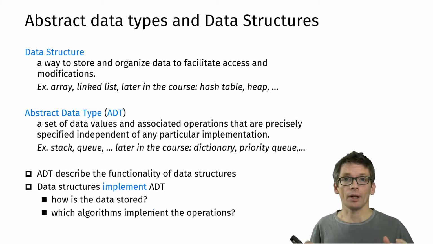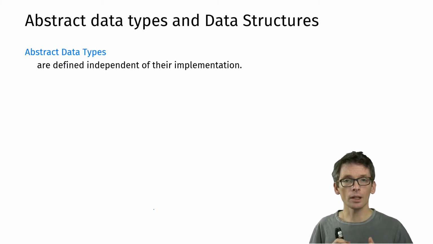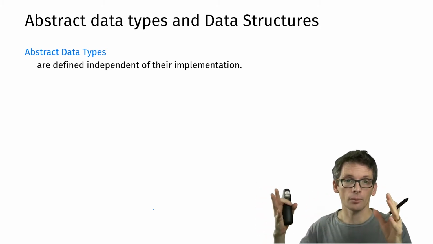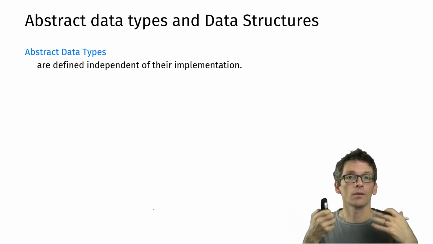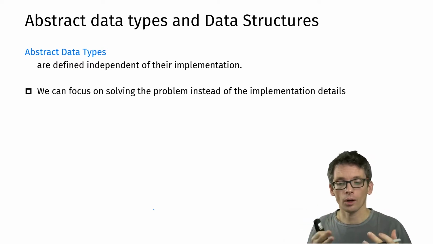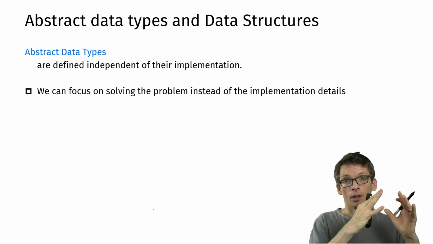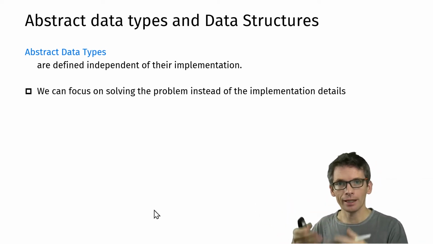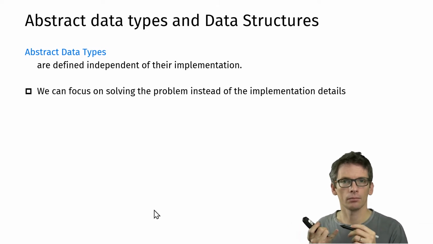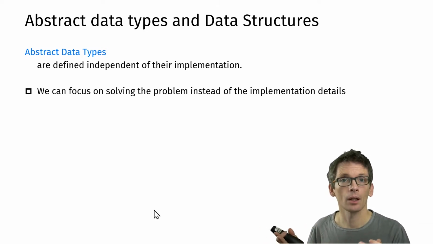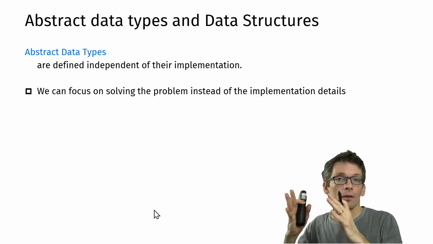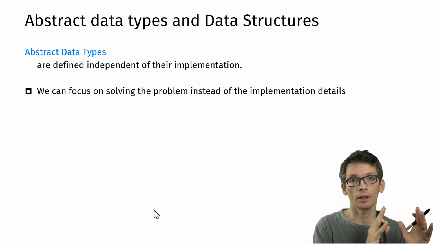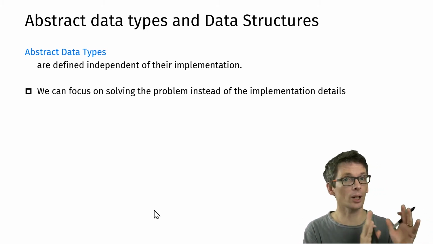So why do we separate this? The reason is that it allows us to separate functionality and implementation, and that allows us, for instance, to focus on solving a problem instead of thinking about the implementation details. For instance, when I solve an algorithmic problem, I can say that I need a way to efficiently insert, delete, and search, let's say. And then at that point, I can focus on how I solve the problem and keep the implementation details separate, which in particular means that I can also plug in different implementations.